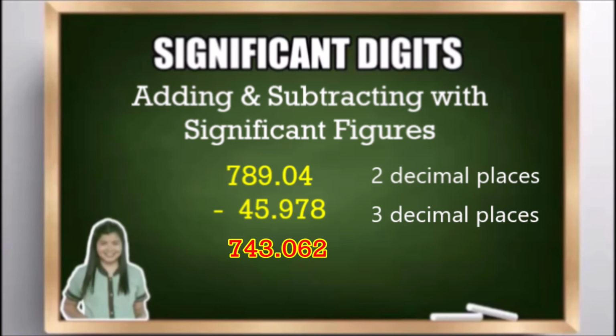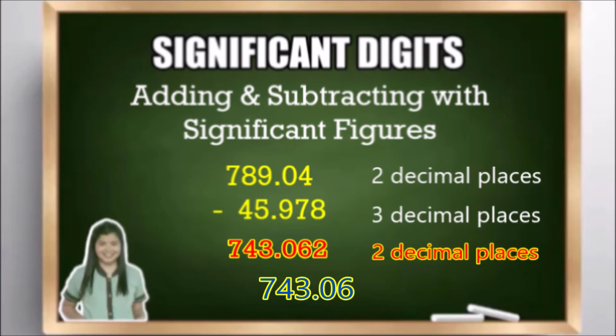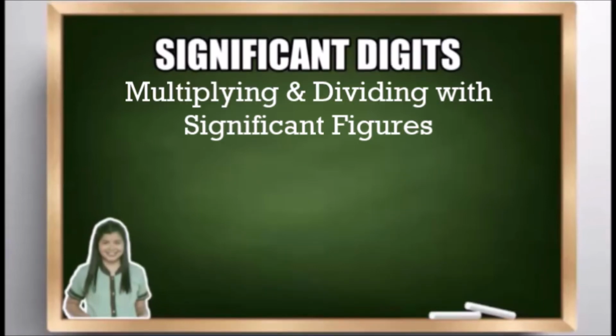743.062. Now take note that the answer can have no more places after the decimal point than the least of the measured numbers. So the least number of decimal places is 2. So our final answer should have 2 decimal places. So our final answer is 743.06.